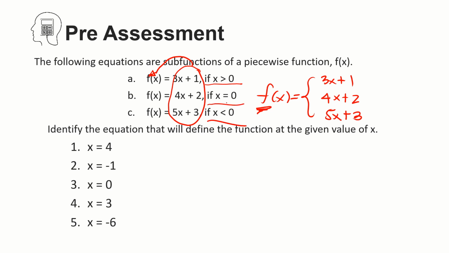It is mentioned in our given that our function f of x is equal to 3x plus 1 if our x is greater than 0. f of x is 4x plus 2 if our x is equal to 0, and our function is equal to 5x plus 3 if our x is less than 0. So I hope you already have an idea of what a piecewise function is. Before we discuss the answer to this pre-assessment, let us first define what a piecewise function is.